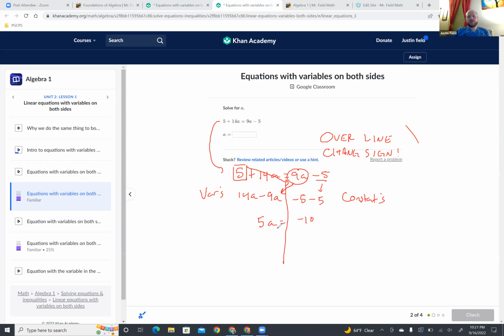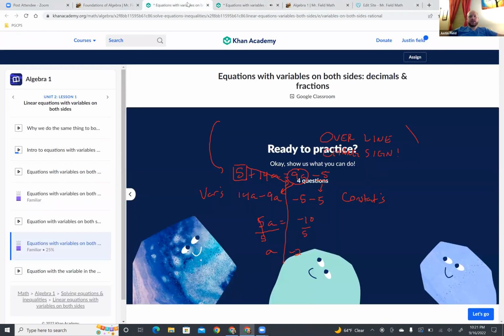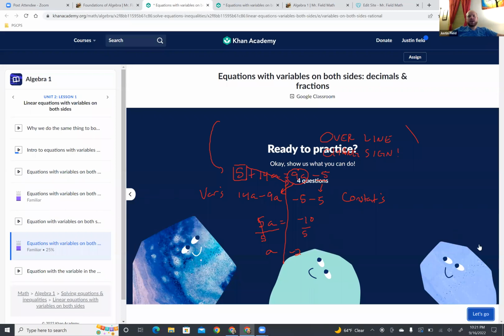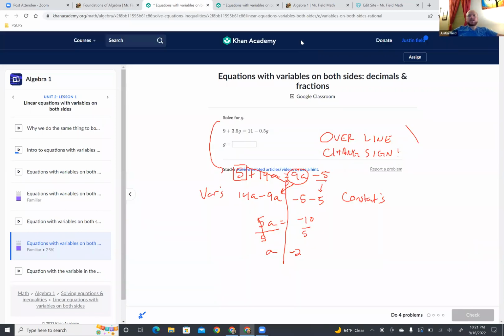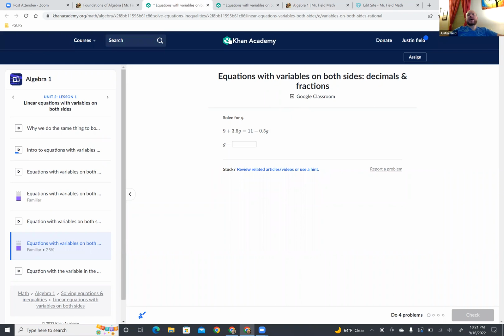So now we got 5A equals negative 10, and we divide both sides by 5. Boom. And A equals negative 2. Put the variables on the left and the numbers on the right. Do your division and you'll be out of sight. Hey.